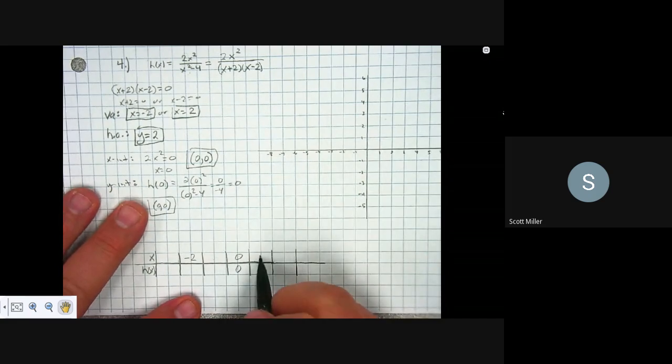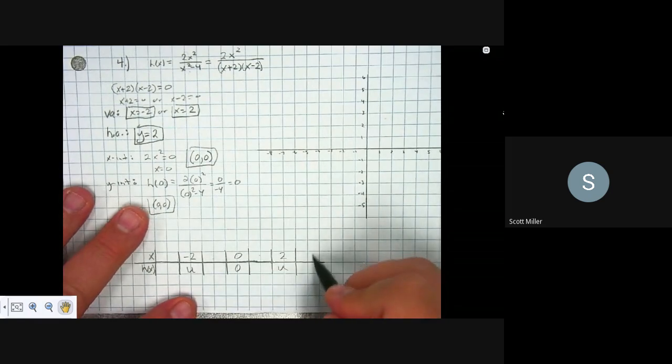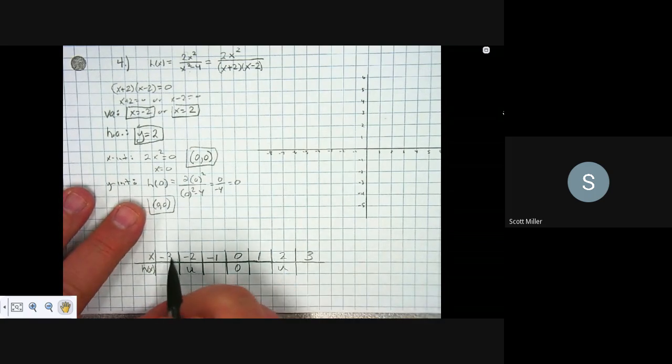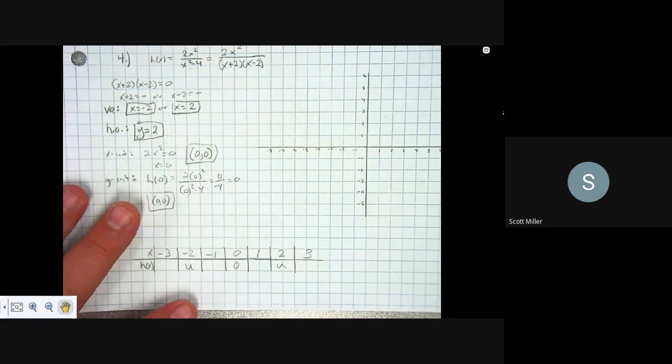Okay, then I skip a space, and then I put in the next vertical asymptote. So these are all undefined. And then I need to have a number to the other side of it. So we need to plug in numbers in between these. So what's between 0 and 2? Well, 1. What's beyond 2? 3. Negative 1. Negative 3. And so these numbers are the ones I need to plug into our table.